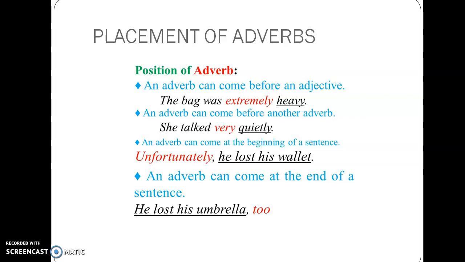An adverb can come at the end of a sentence as well. He lost his umbrella too. Or you can also say she writes very slowly. So adverbs can come at the end of a sentence, they can come at the beginning of a sentence, or they can be placed in the middle of a sentence. And remember, adverbs of degree especially are always placed exactly before the word they modify.